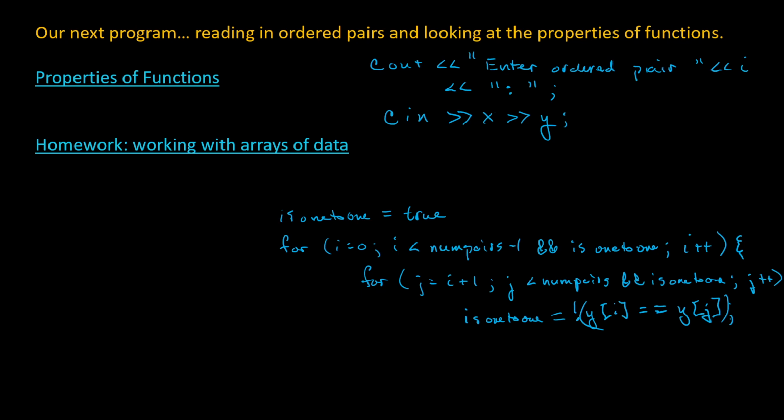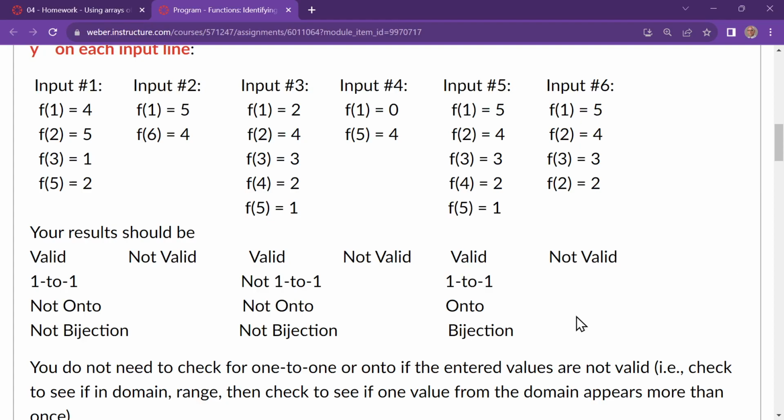So that'll do 1 to 1. The onto is basically almost the same thing. If it is 1 to 1, and there are 5 elements, so you can do 1 to 1 and the number of pairs is equal to 5, and that'll tell you whether it's onto or not. But our test cases, you can test each one of these. You should get exactly these values.